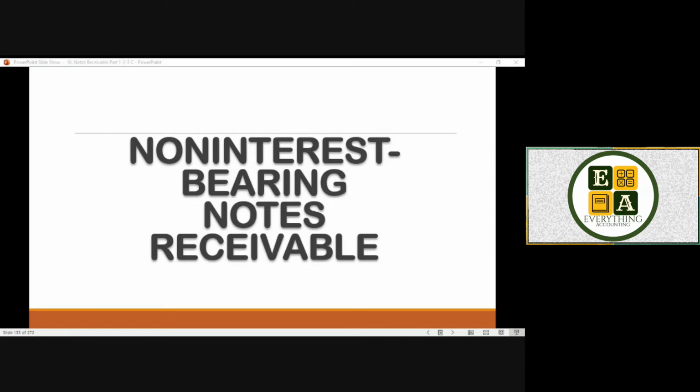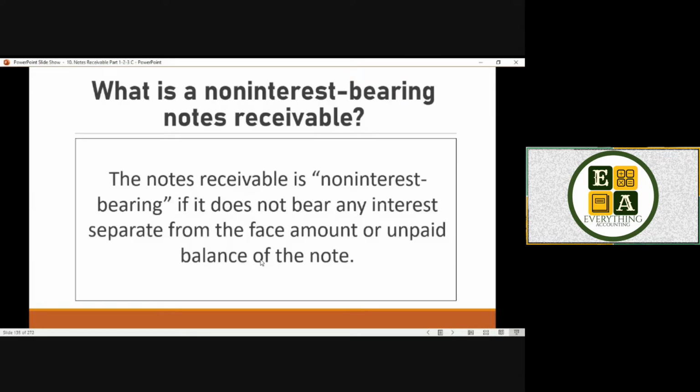So, non-interest-bearing notes receivable. To continue our discussion with notes receivable, a note receivable is considered non-interest-bearing if it does not bear any interest separate from the face amount or unpaid balance of the note. As compared with interest-bearing notes receivable, the only difference between the two is how we compute or account for the interest.